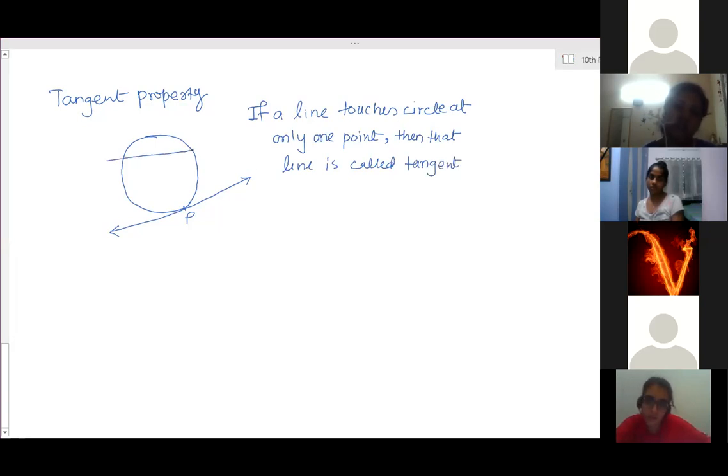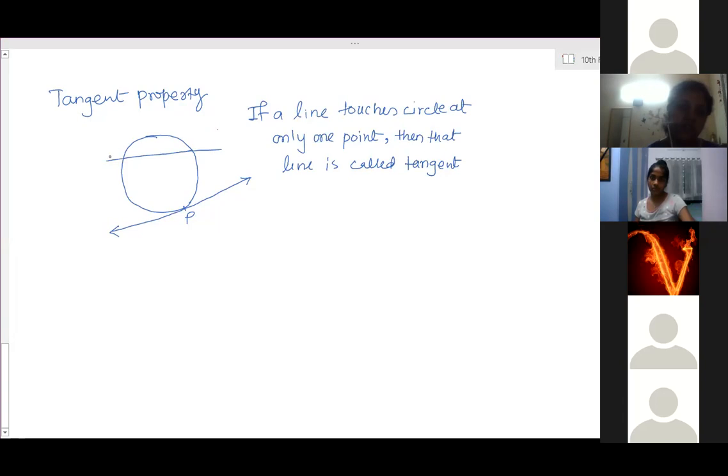And what is this line called? It is called a secant. A chord when extended outside. The chord, this is a chord or a line which touches the circle at 2 points, then that line is called a secant. Another line which touches only 1 point, then that line is called a tangent. Okay.